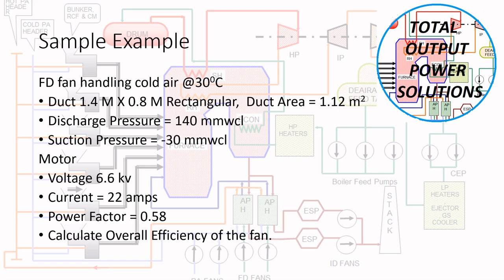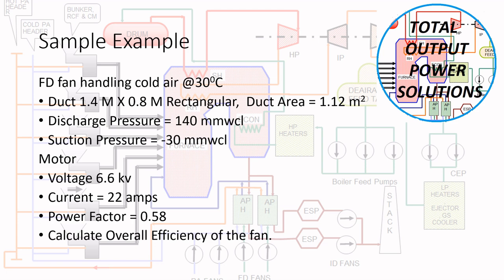Now there is an FD fan which handles cold air at 30 degrees centigrade. The duct dimensions are given. It's a rectangular duct, 1.4 meter by 0.8 meter width, so the duct area is calculated. The discharge pressure when measured was 140 millimeters of water column. The suction pressure was minus 30 millimeters of water column. The motor is a 6.6 kV motor, the current is 22 amperes, and the power factor is 0.58. So you have to calculate the overall efficiency of the fan.